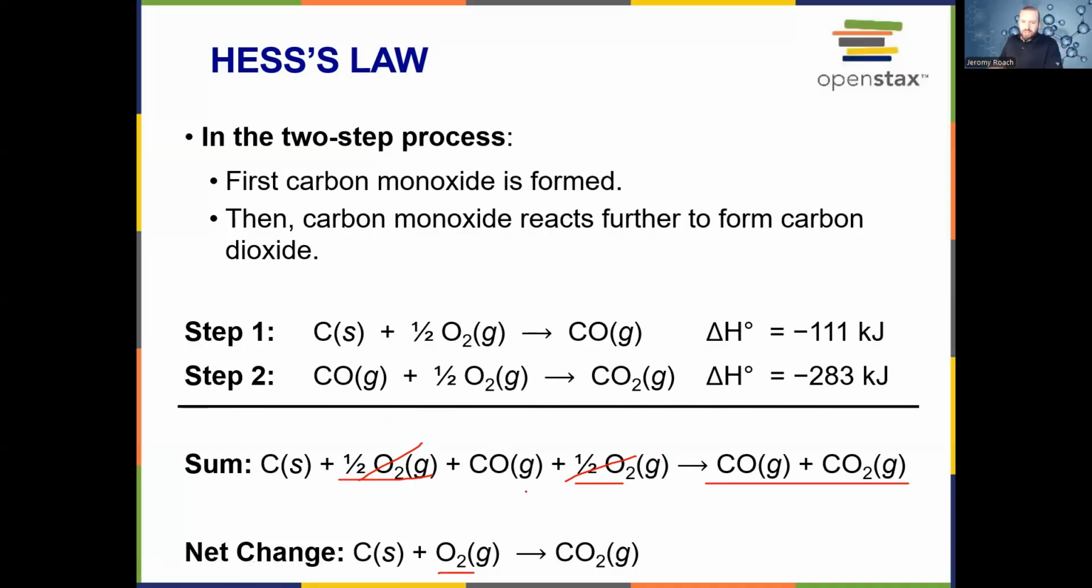Now we have a net change of carbon plus O2 gives us CO2. The carbon monoxide gas ends up canceling with the reactants, or excuse me, with the products. The products and the reactants cancel out. So you can think of this as an algebra equation when we're looking at chemical reactions. We can divide by carbon monoxide on the left and on the right. So we have an overall net change of carbon plus diatomic oxygen is carbon dioxide gas.